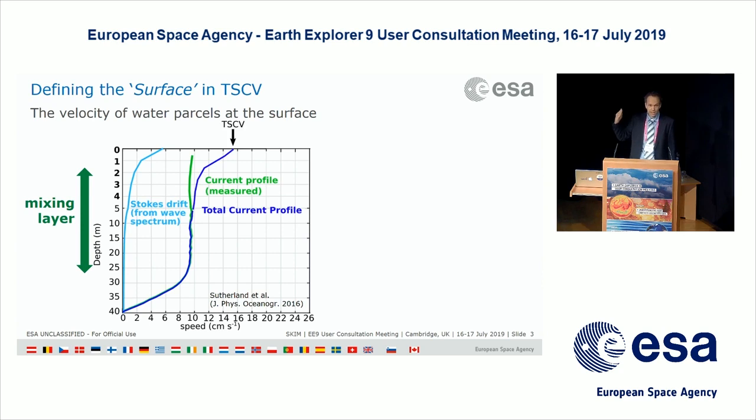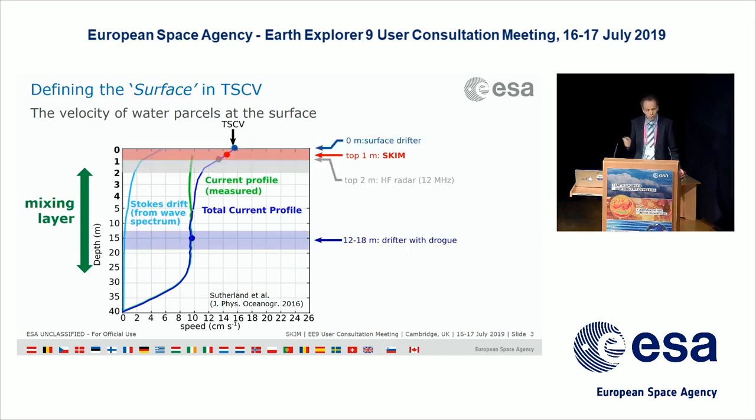Now SKIM will measure the upper first meter of the ocean surface. And that can then be compared to surface drifters, to radars measuring the upper 2 meters, HF radars, I'll come back to that, and to drogue drifters that are drogued at approximately 15 meters from the operational data stream.